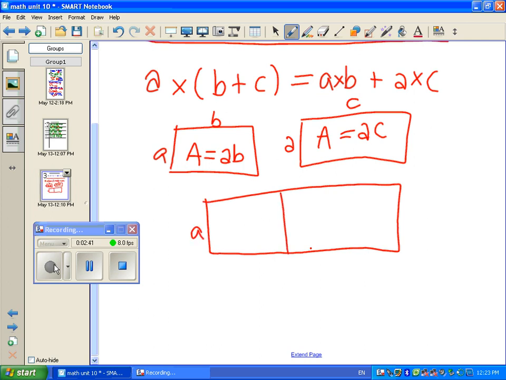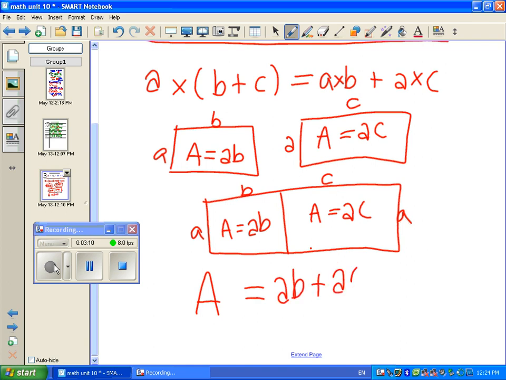Here's the width. It's still A on both sides. The length now is B and C side by side. Now we already know one area is AB. The other one's area is AC, which means the area for the big rectangle equals AB plus AC. So far, we established that.